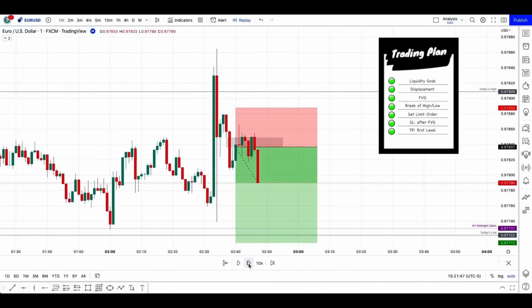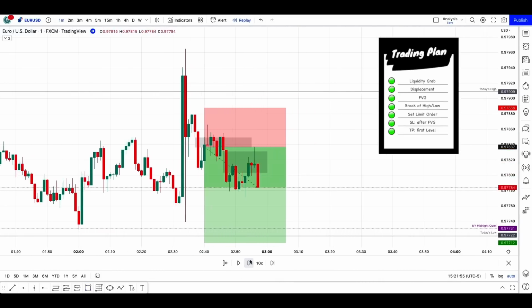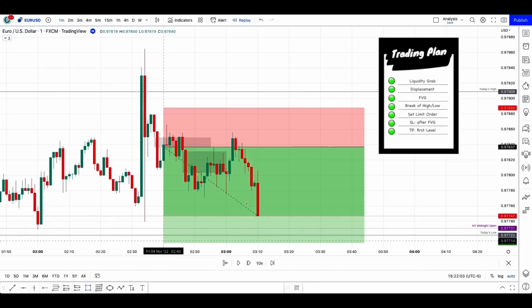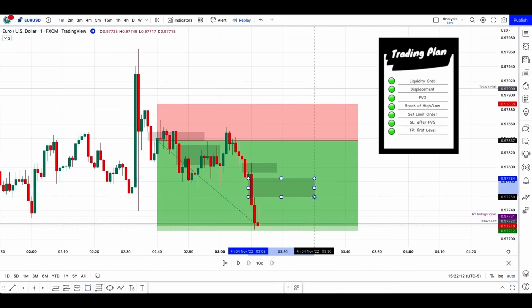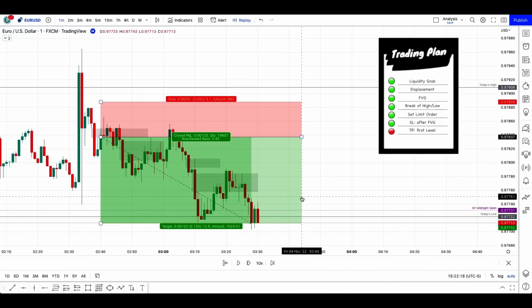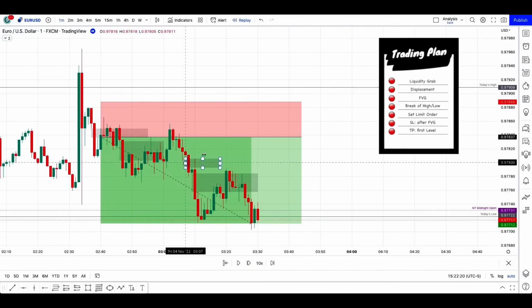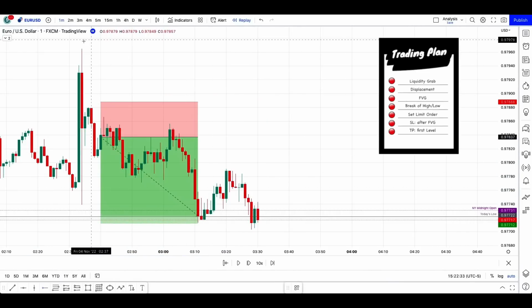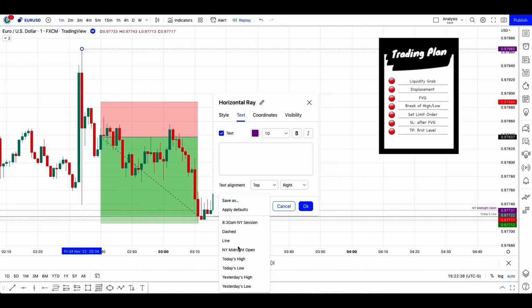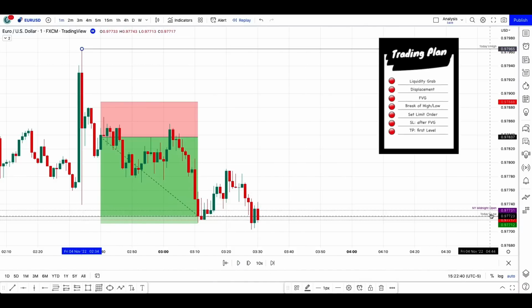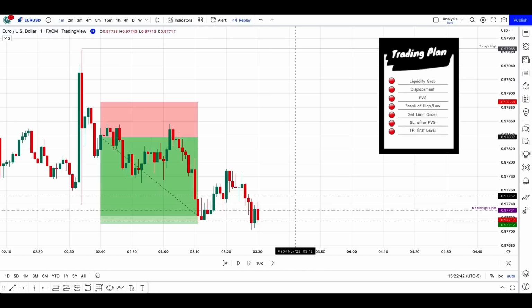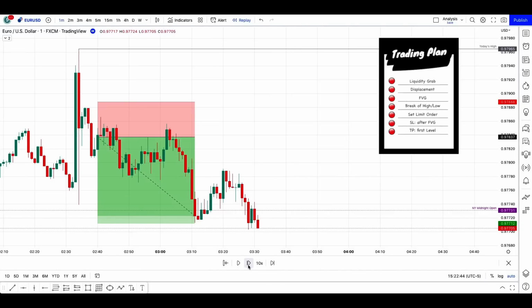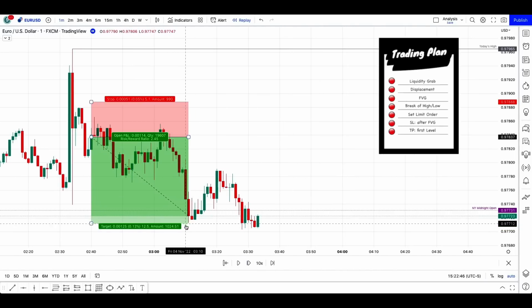Hey, let's go. You see how we respected those levels every time? Let's clean a little bit. Alright, and something else we need to do now is to update today's high right there. And then also today's low. Let's remove it, because currently the low of the day is this low right there.